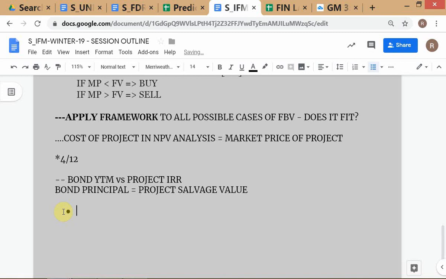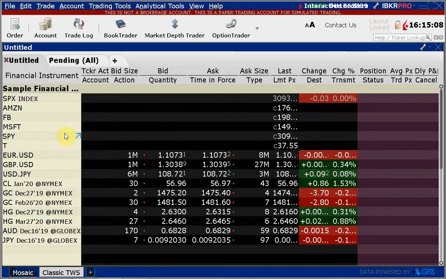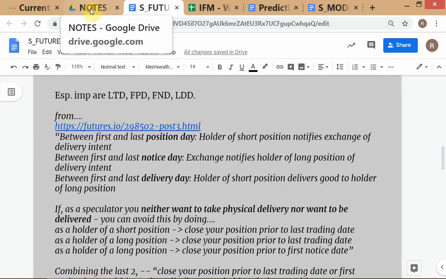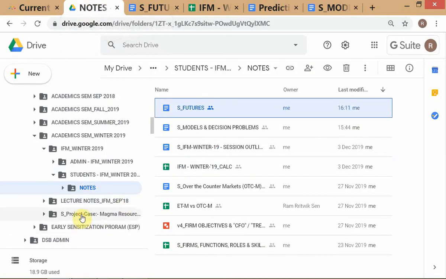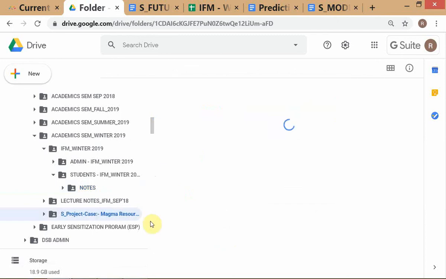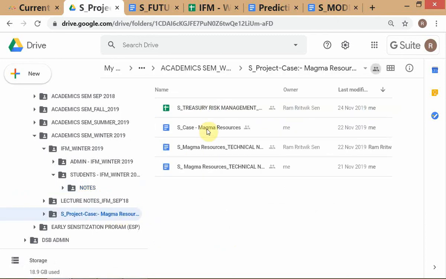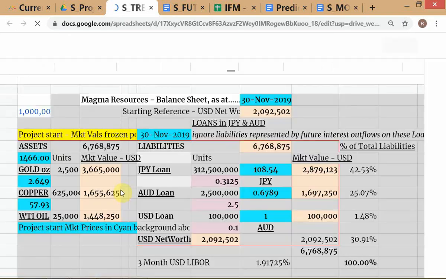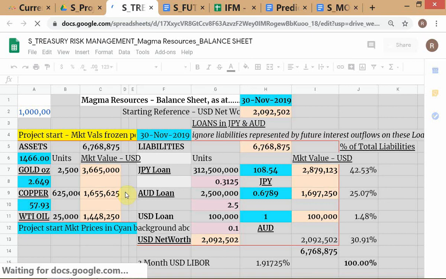All right, now let's understand this case. I'll put this into your notes, but anyway, just get the feel of it. So this is our case. I'll just give you a feel for this instead of making you read the notes. This is going to be the thing that you're going to analyze.